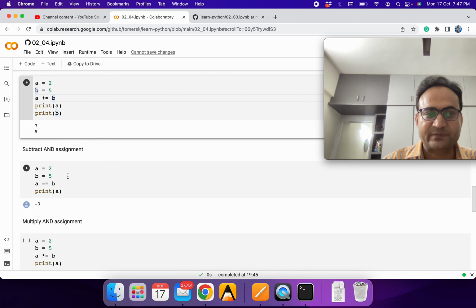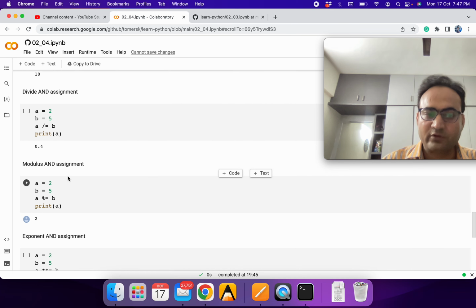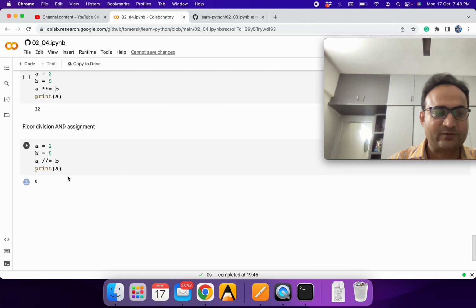Similarly, you can use subtract and assignment, multiply also, divide also, modulo also, exponent also. All of this comes with the assignment form, where you are trying to save, I don't know, one or two spaces, if it's a big deal. I don't personally do it. Just for the sake of completion, I am trying to cover this.